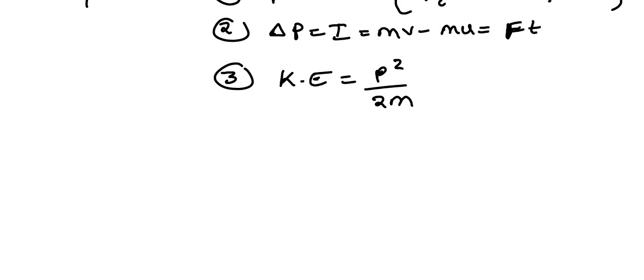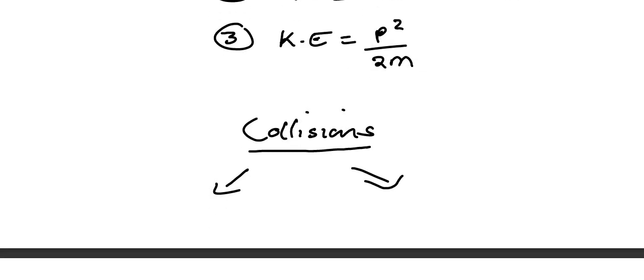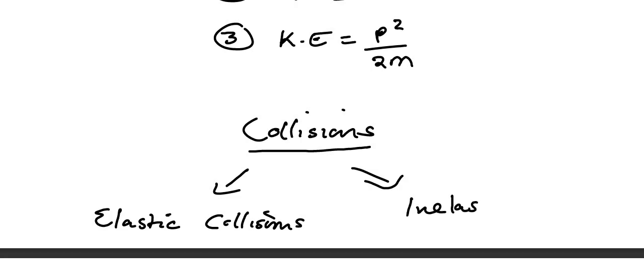Now, why are we learning this? Why are we learning momentum? It's because of collisions. So whenever objects collide, we have 2 types: elastic collisions and inelastic collisions. Of course, there's what we call perfect inelastic, but here you guys just stick to this. This is going to be enough for you to learn this.